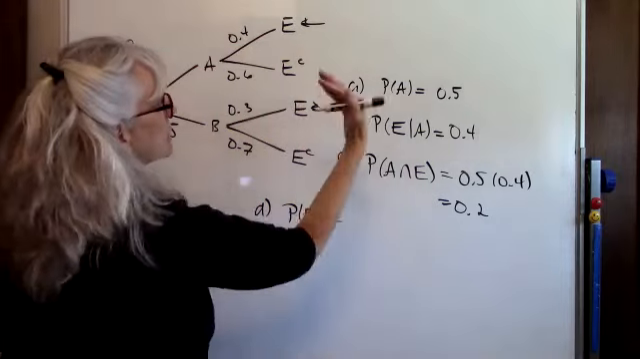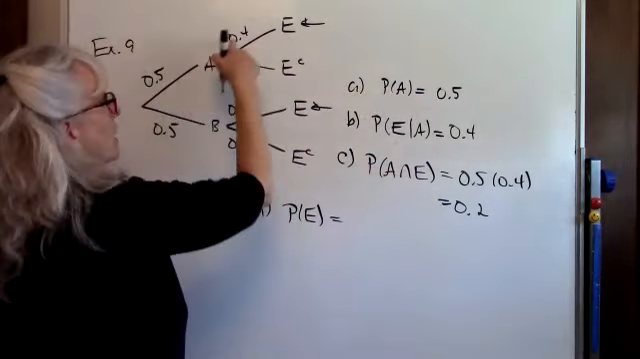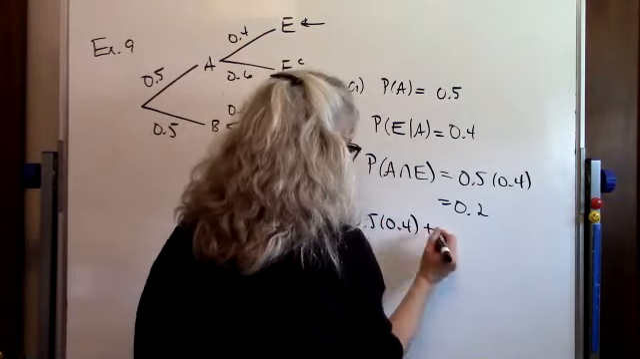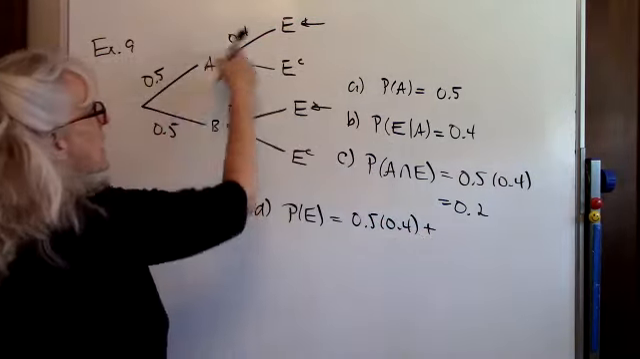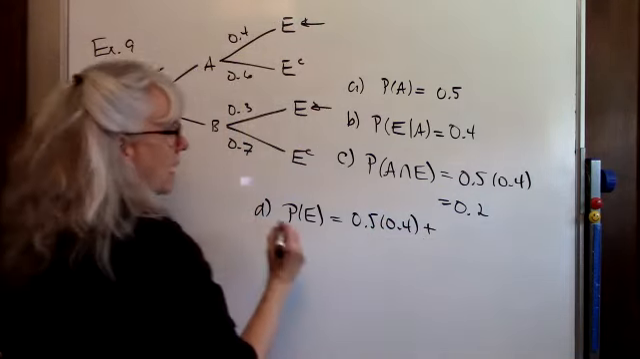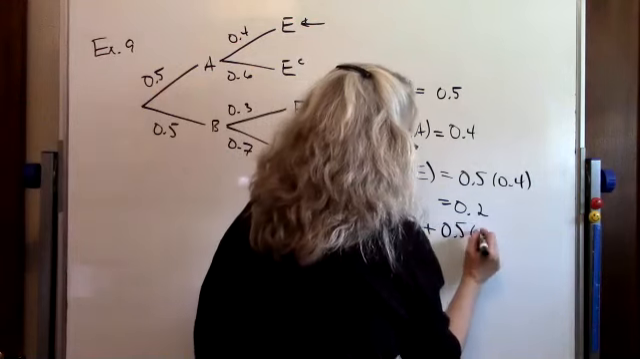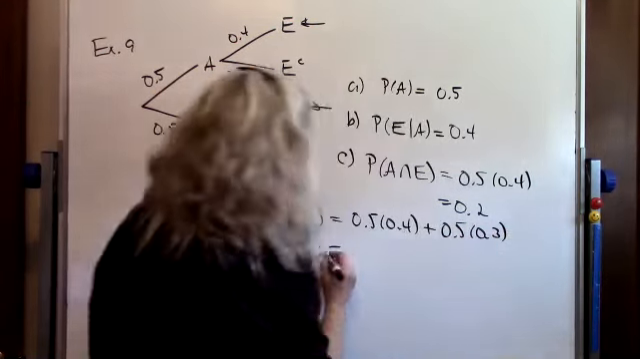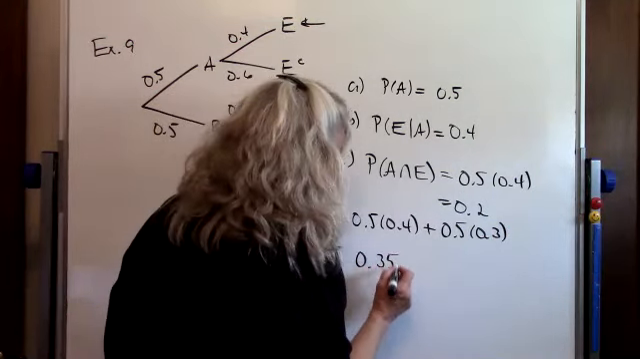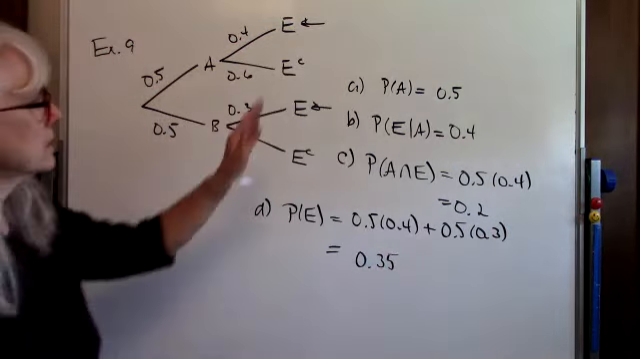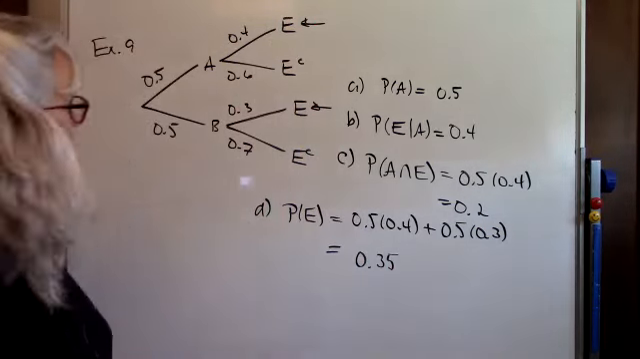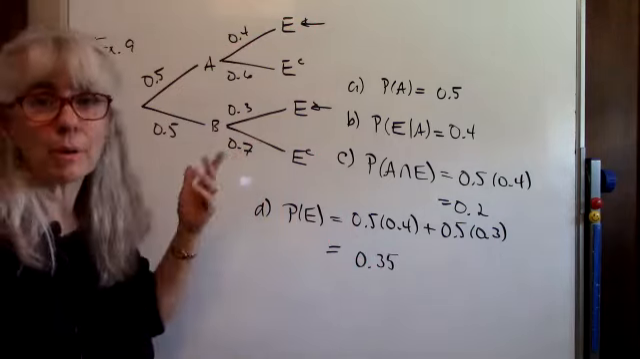So we're going to multiply across and then add those down. So we're going to take 0.5 times 0.4, plus, and that's because there's the or statement. So this is an and, A and E happening, or B and E happening. So then we'll do 0.5 times 0.3. So when you figure that all out, it comes out to be 0.35. So very important, because E is the second branching of the second event to occur, in order for E to happen, we have to address both A or B happening.